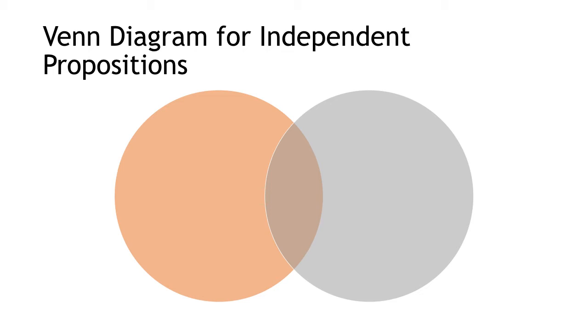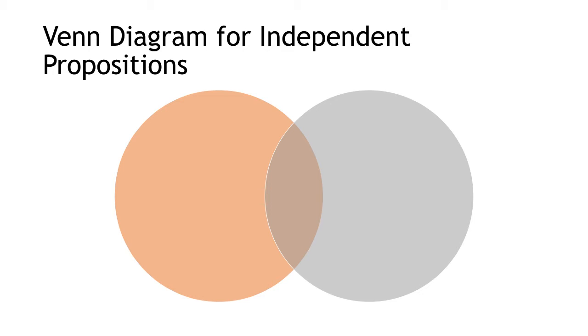Independent propositions, on the other hand, overlap. There are cases where one is true and the other one turns out to be true as well. I'll give you an example. If you flip a coin once, there's no way that it can be both heads and tails. The case where it's heads and the case where it's tails on the one flip are completely separate. There's no overlap.